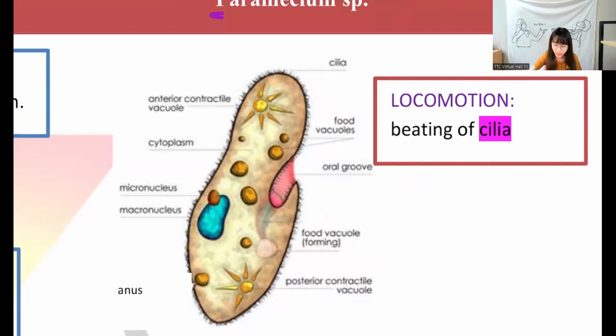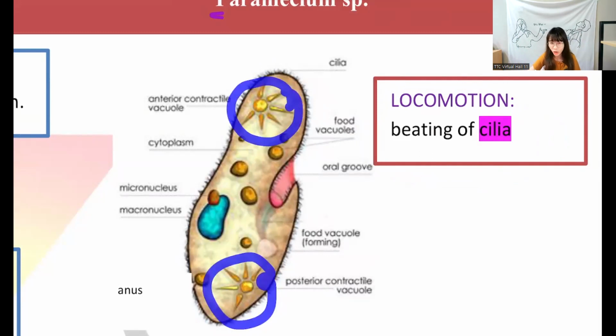Inside, they have this sun-like structure. Can you see this, like a sun, but it's not a sun. We call this the contractile vacuole. The contractile vacuole function is the same. Every contractile vacuole works the same, to carry out osmoregulation.